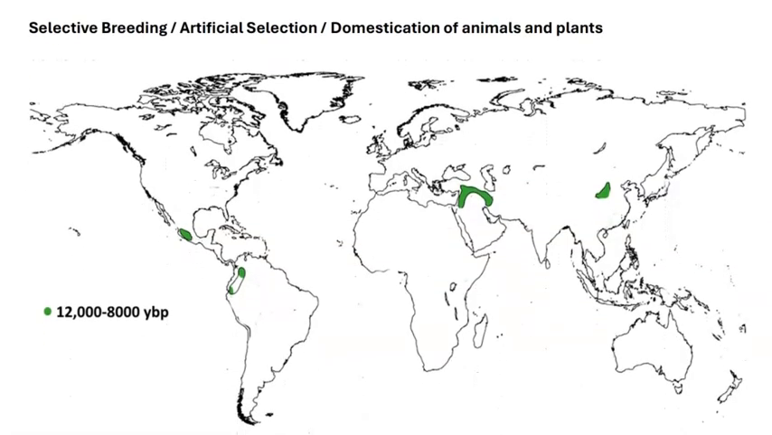Selective breeding, sometimes known as artificial selection, is the process in which we bring about the domestication of wild animals and plants for human use. The process lies at the heart of human civilization, and its origins are around 12,000 years before present. There are a number of centers around the world which each in their own way developed these practices of selective breeding.